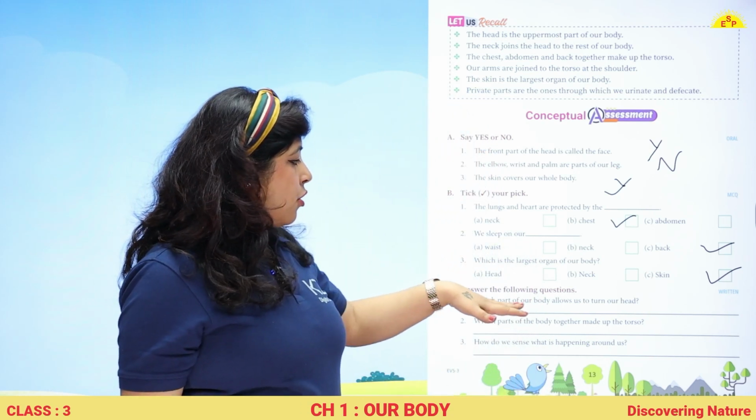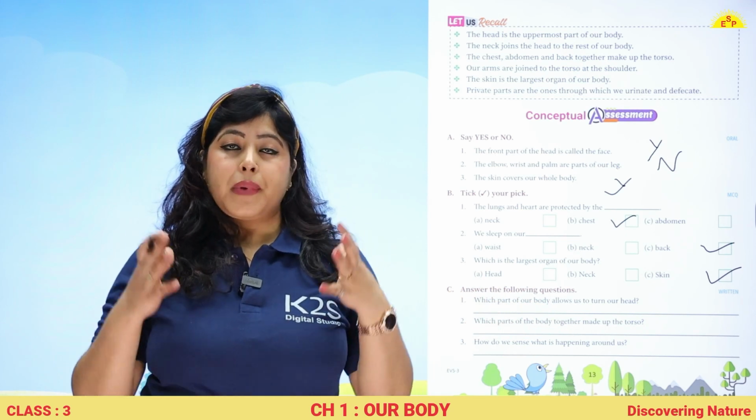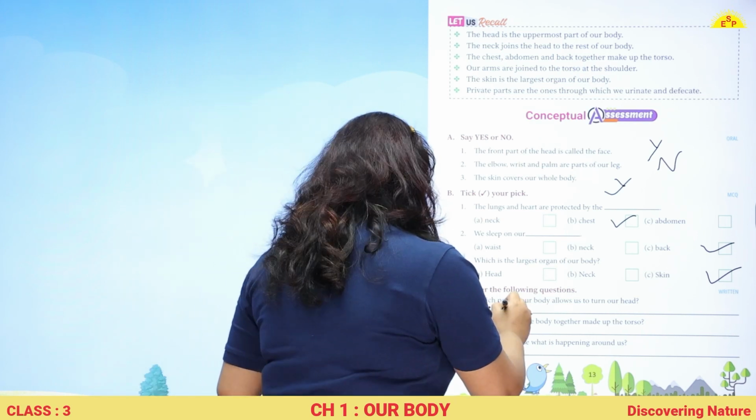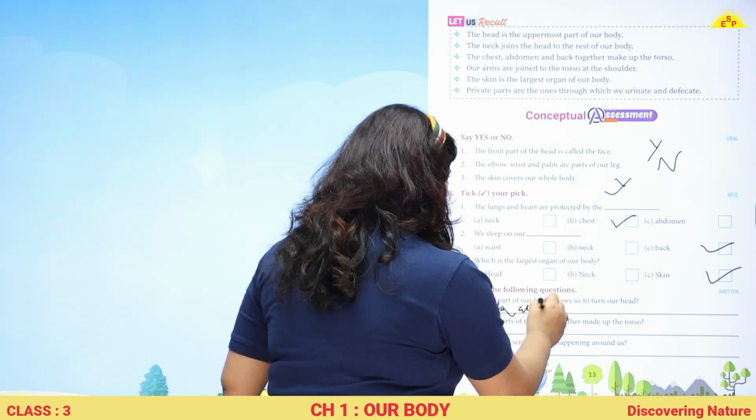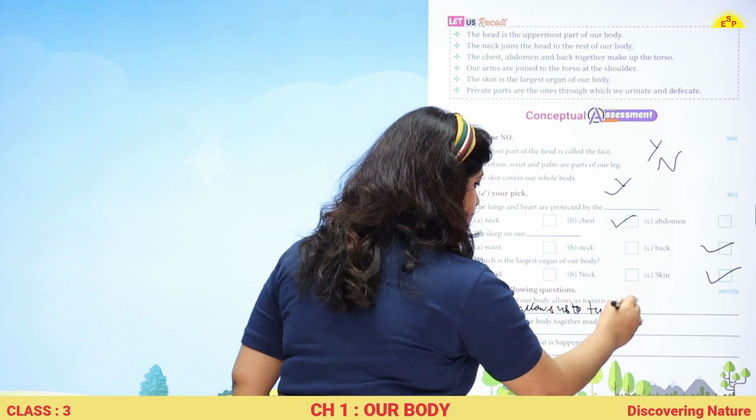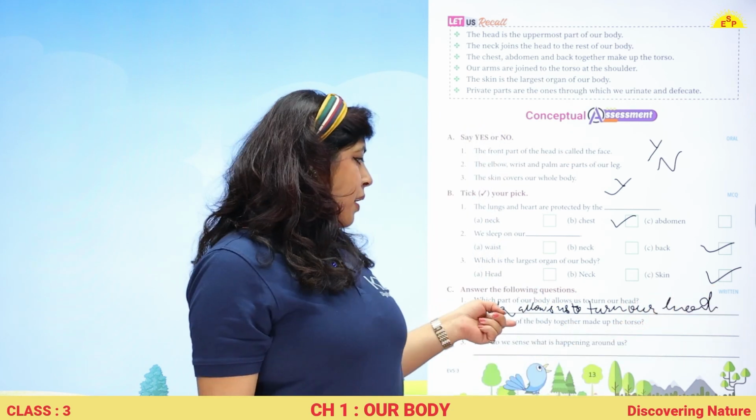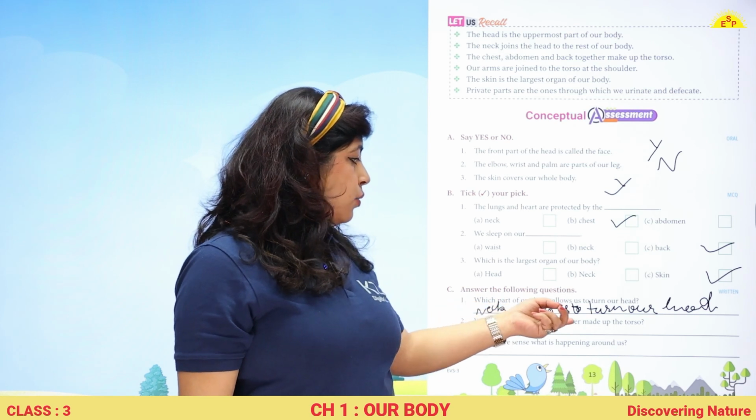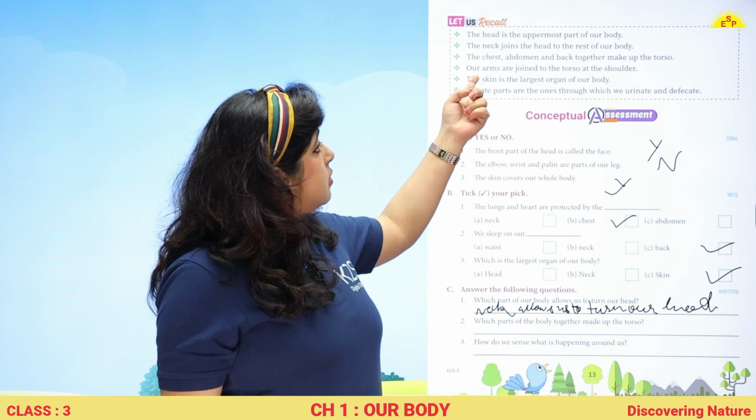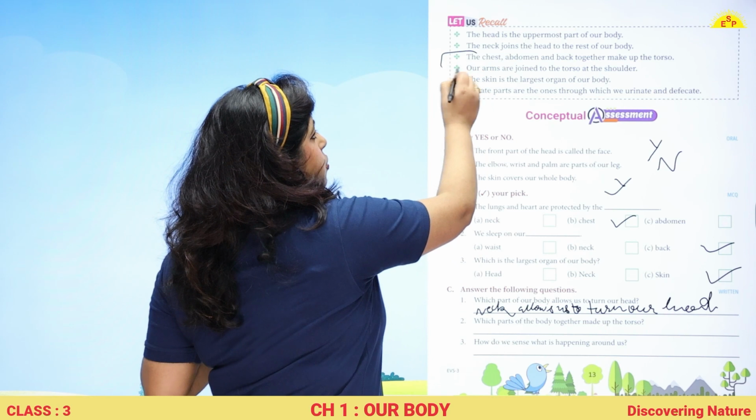Now, which part of our body allows us to turn our head? किससे हम अपना head को turn करते हैं? With the help of neck. So we'll write neck allows us to turn our head. Which part of the body together makes up the torso? So this is your answer. The chest, abdomen and the back together make up the torso.